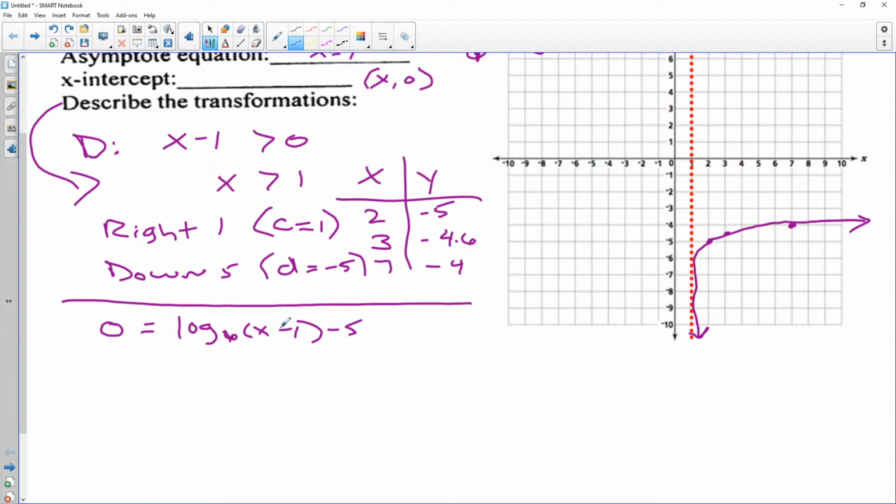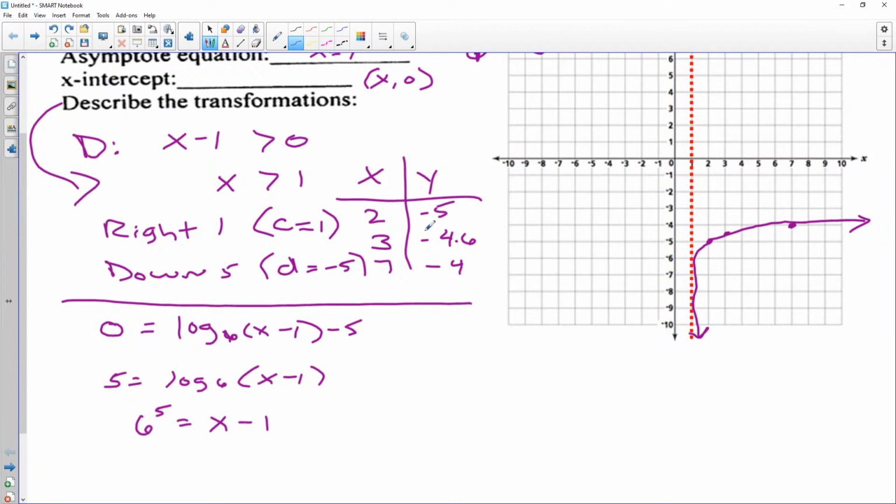To do this, here's what we said we did. Try to isolate the log. So I'm going to add this 5 over, so 5 equals the log base 6 of x minus 1. Once the log is alone, that was all we had to do. We're going to convert this into an exponential. I have a base of 6, an exponent of 5, and an answer of x minus 1. So 6 to the 5th power is equal to x minus 1.